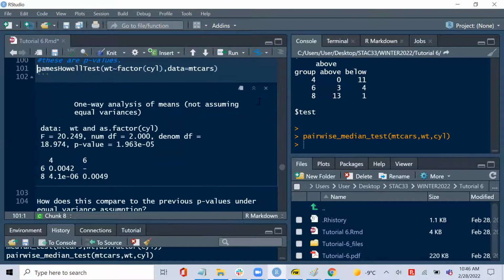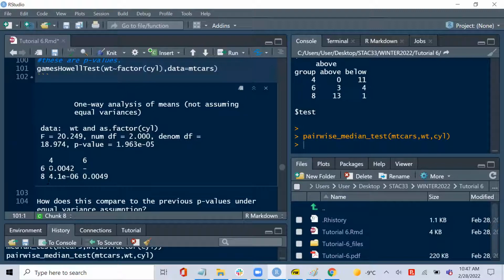So here it does the Games-Howell test. It's actually showing this 2x2 table. There you can see that the reason why this is a dash here is because you cannot compare 6 to itself. It doesn't make sense, but you compare 4 to 6. You can compare 4 and 8 and then 6 and 8. 6 is the reference group, I think. This is why you see that there's a dash here. They chose 6 as the reference group. Doesn't really matter, it's arbitrary. You could have chosen 8 or 4.